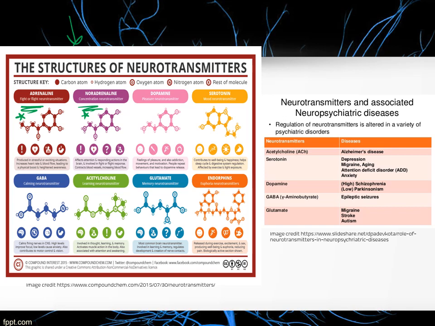And then you've probably heard of dopamine and serotonin. These ones are maybe not quite as commonly known. GABA is another calm down neurotransmitter. Acetylcholine is helpful for learning. Glutamate is helpful for memory. Endorphins just make us feel so good.